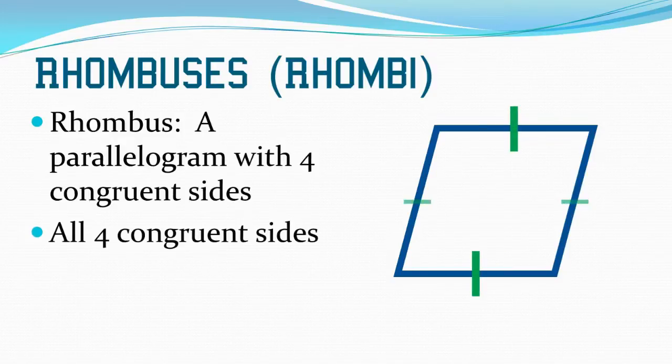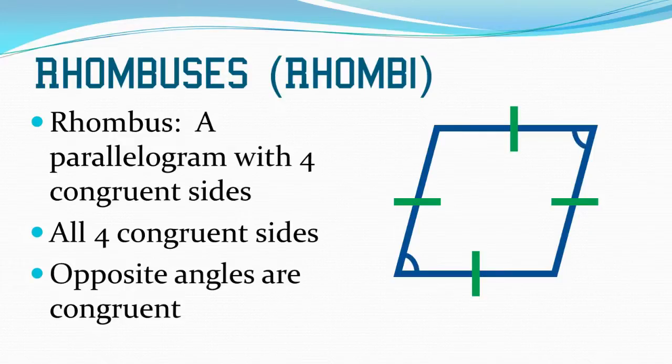Those two are congruent, and those two are also congruent. If one of those sides is 6, all four sides are 6. The opposite angles are still congruent, just like all parallelograms, and these properties help us to figure out things like angle measures, side measures, and perimeter.